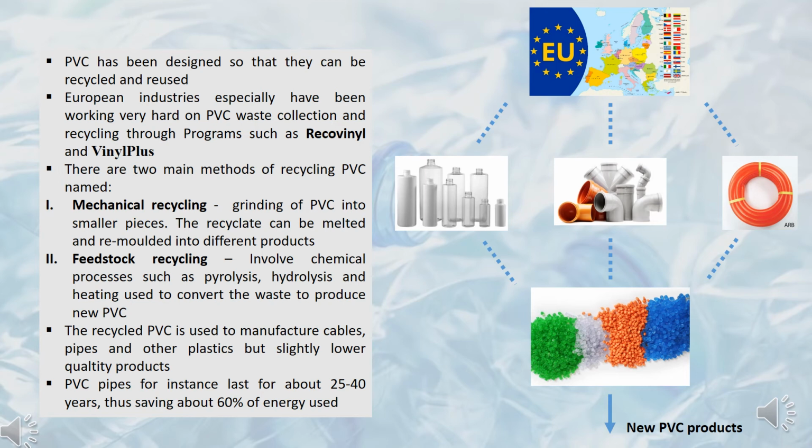There are mainly two methods of recycling PVC. One is mechanical recycling, where the process involves mechanical treatment such as grinding to break it into smaller pieces. After that, these pieces are melted, remolded and eventually form new products. Another method is feedstock recycling, which includes chemical processes such as hydrolysis to convert the waste into its chemical components and thus new PVC. Due to its durability, PVC can last for 25 up to 40 years, which saves tons of manufacturing energy.